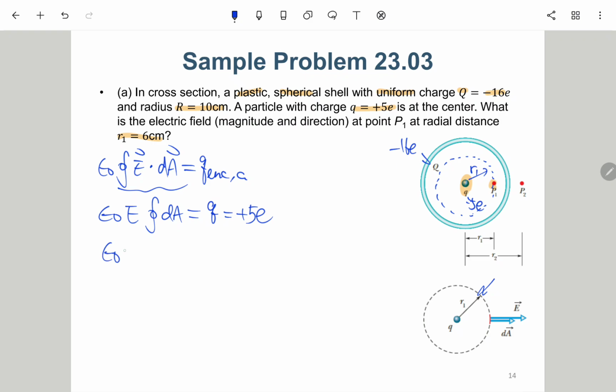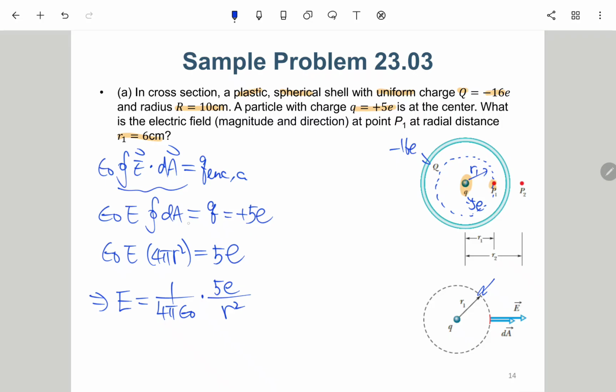Okay, similarly, epsilon naught E times 4 pi R squared will equal 5e. So in this case, E will be 1 over 4 pi epsilon naught, and then 5e over R squared. Here, actually, R can be between 0 and R1, or 0 and capital R.